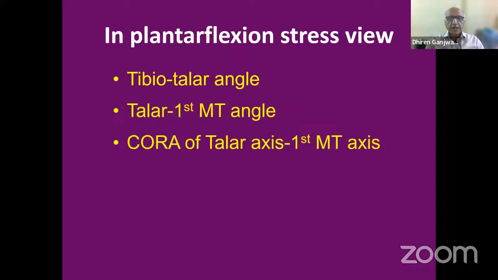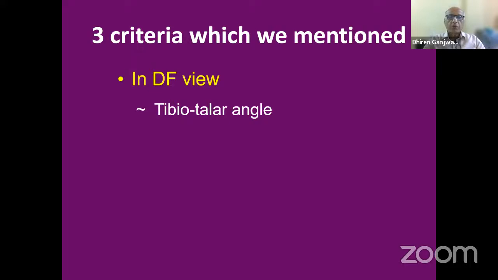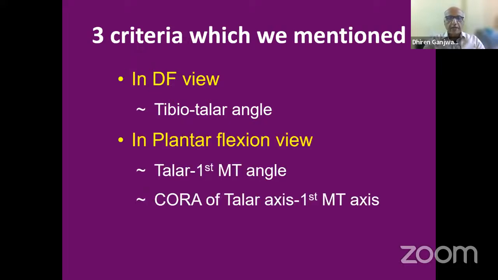In the plantar flexion stress view, again, we have similarly 3 measurements. From that, we removed the first one, the tibiotalar angle. So we have only two remaining for the plantar flexion view. If you combine these, then we have analyzed three criteria for the rest of the study. In the dorsiflexion view, we measured the tibiotalar angle, and in the plantar flexion view, we measured these two parameters.